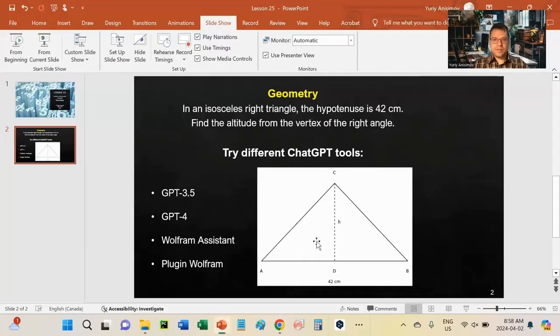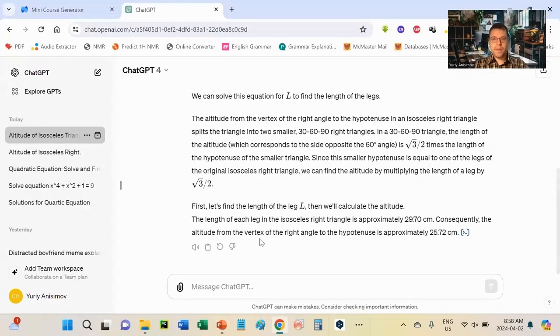What is the angle actually here? This is 45 degrees and this is 45 degrees, because this is an isosceles triangle with equal legs, and that's why both angles are also equal here. So they should be 45 and nothing else. Okay. So we see that GPT-4 also failed this task.